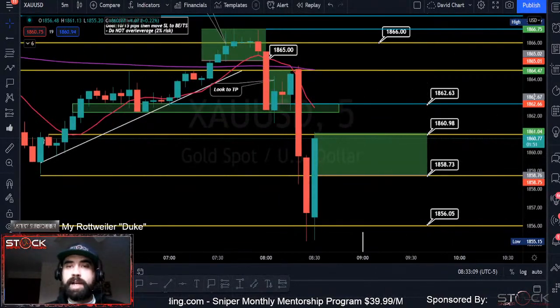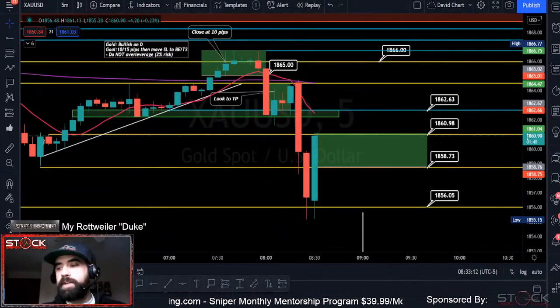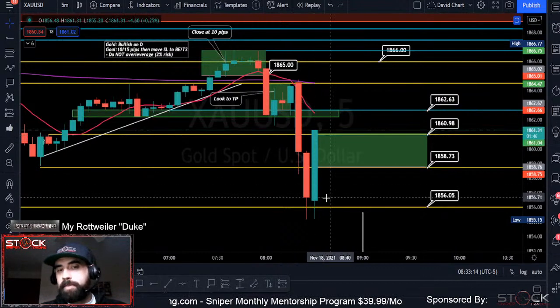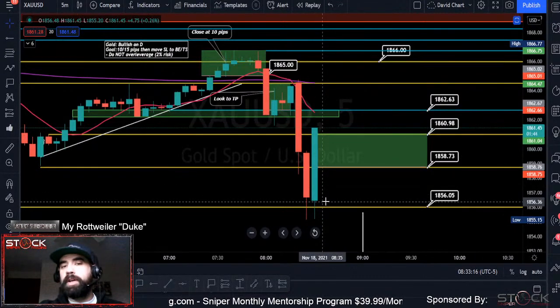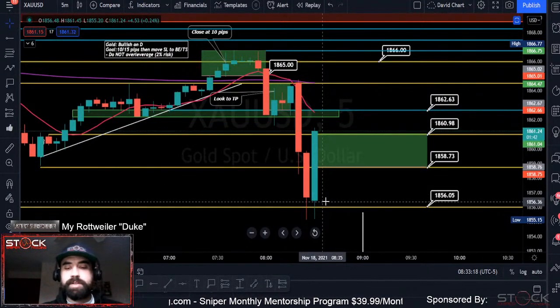Your gold trade actually hit TP, from 1858. I was in down here, guys. I took a buy down here. I'll send it to the FreeFX group if you want to see this.